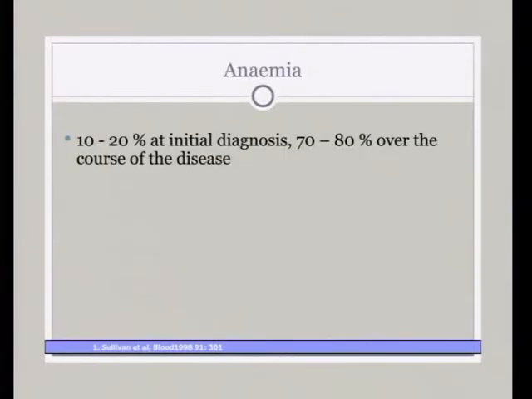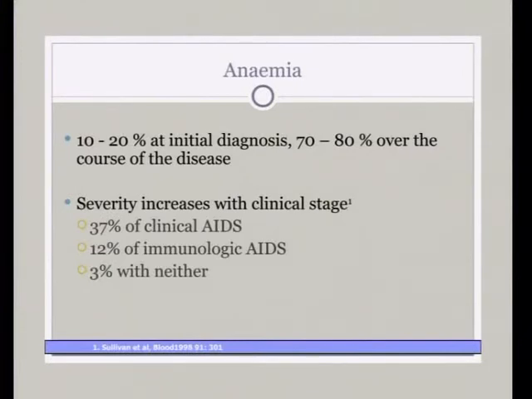So anemia is present in 10 to 20% of cases at the initial diagnosis, and 70 to 80% of patients will be anemic over the course of the disease. The severity is associated with the clinical stage of HIV, with 37% of patients with clinical AIDS that are not being managed in the normal progression of the disease being affected by anemia. And what are the causes? It can either be a reduced production of erythroid cells in the marrow, or it can be that peripheral mechanisms are causing the anemia.